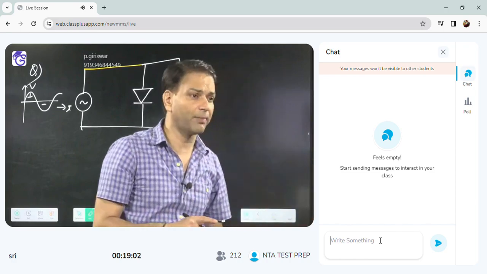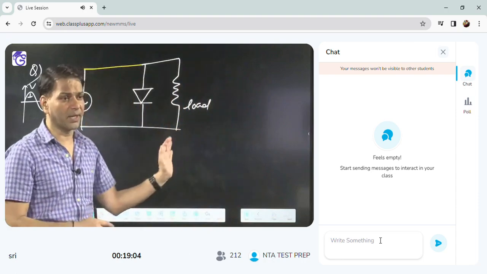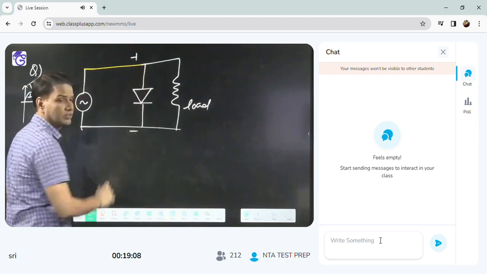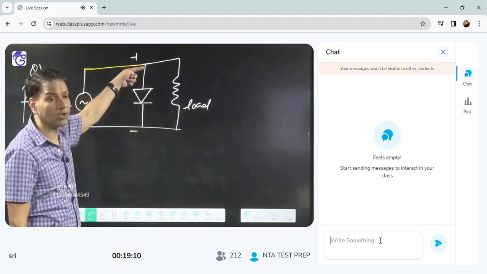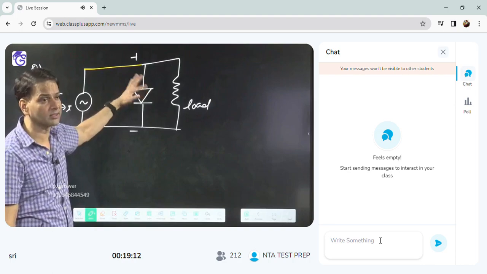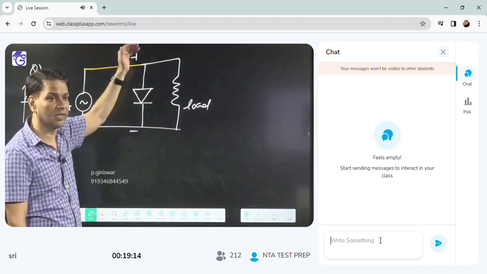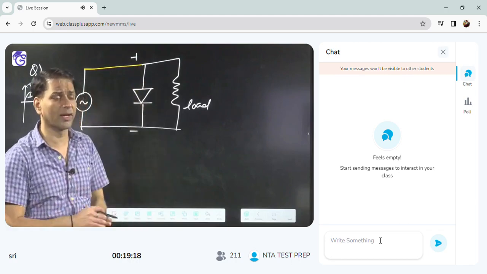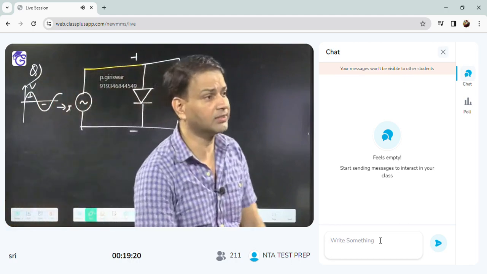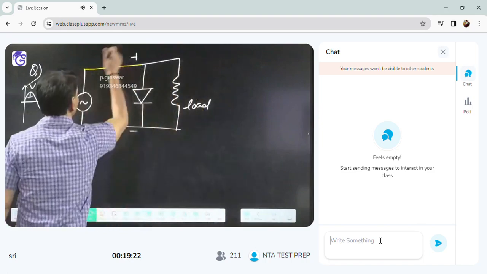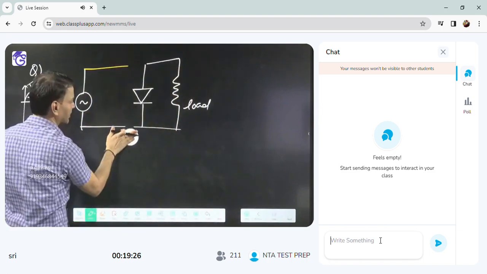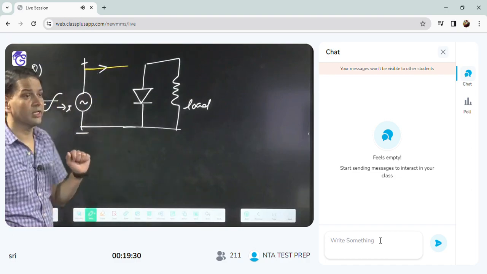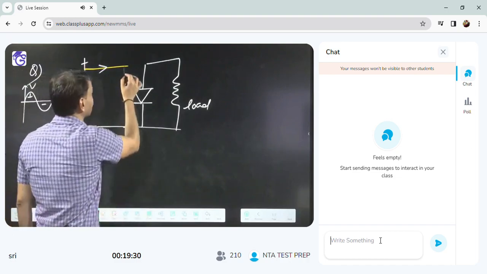But here, the diode and load are connected in parallel. Okay, so in the positive cycle, this will be positive, this will be negative. When this is positive and that is negative, the diode will be in the forward bias. When the diode is in the forward bias, current will conduct here. Okay, for the positive cycle, the diode is in the forward bias.